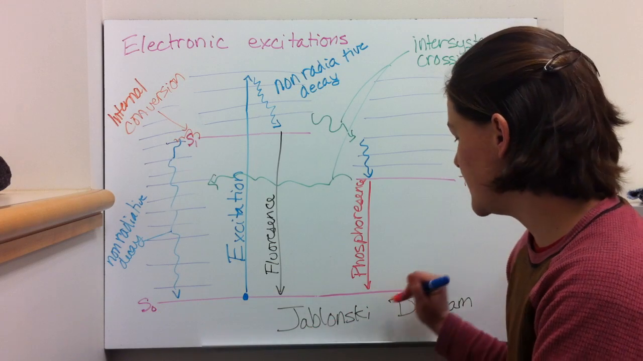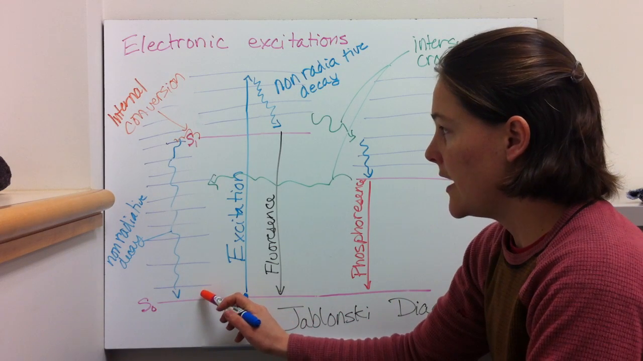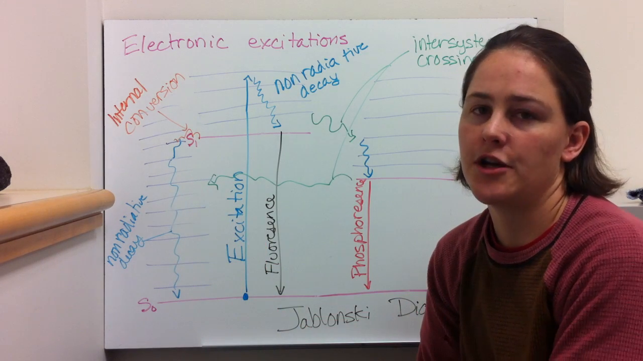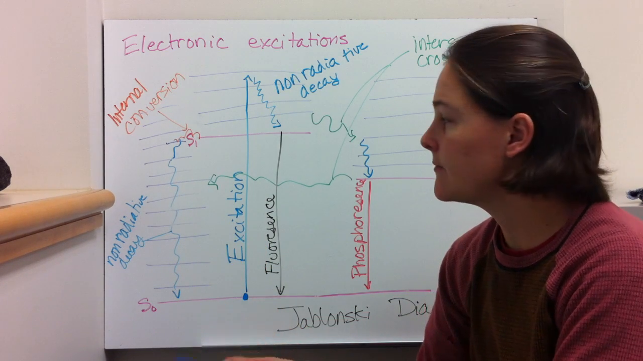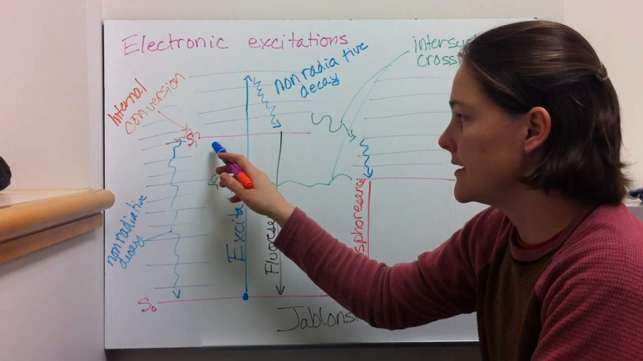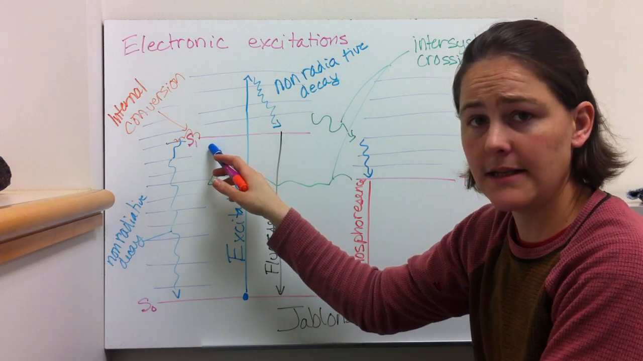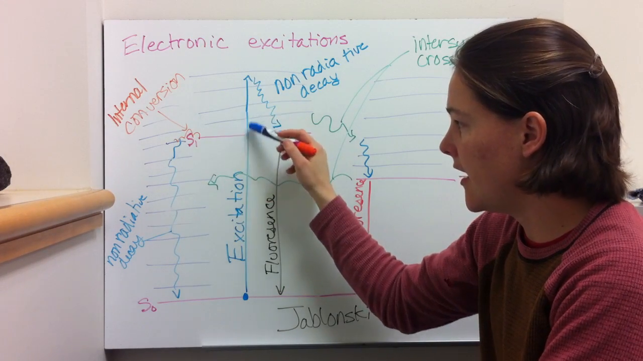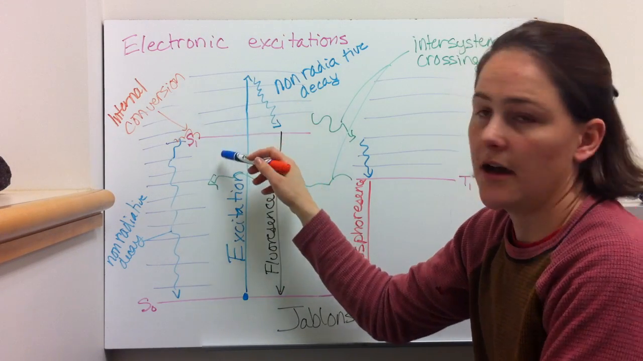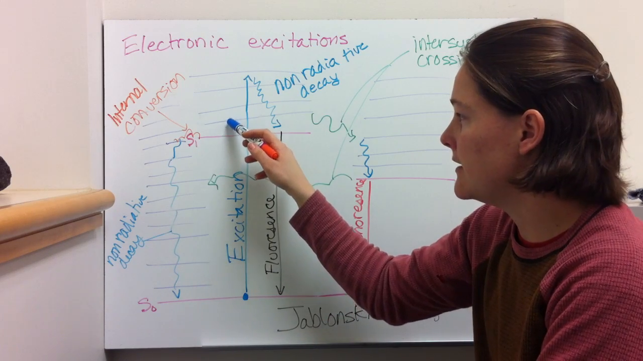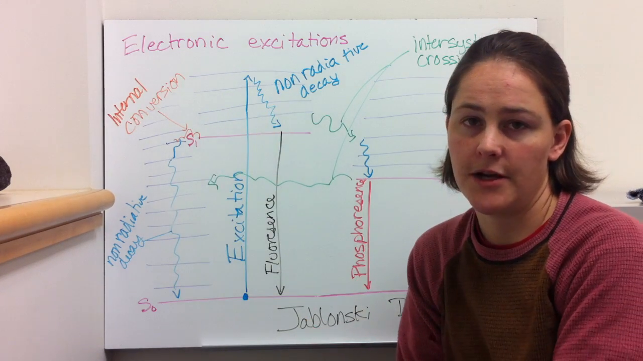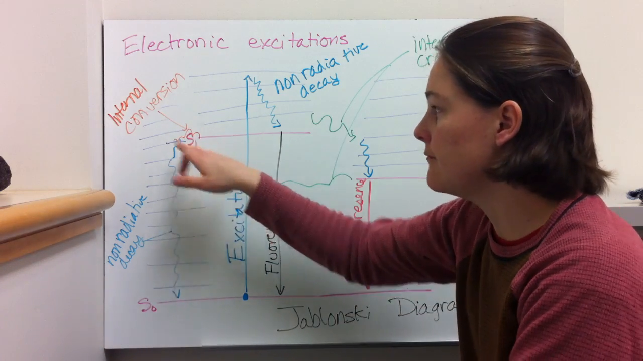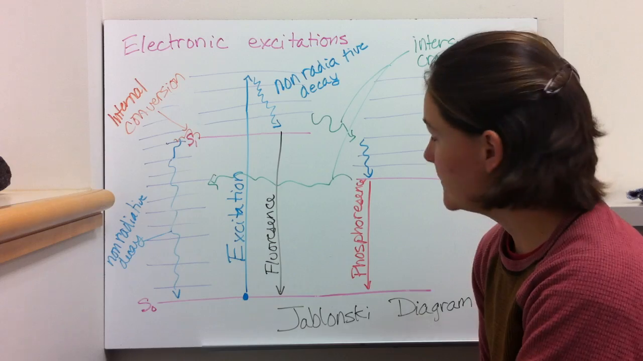And here you have your ground state, S0. And these purple lines are meant to represent vibrationally and rotationally excited ground states. So S1 is an excited state singlet, where you would most likely excite a molecule or an electron if a molecule absorbs a photon. And then these purple lines again represent vibrationally and rotationally excited states within this excited state singlet.